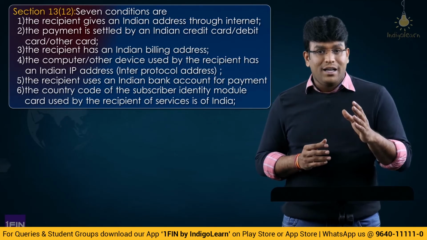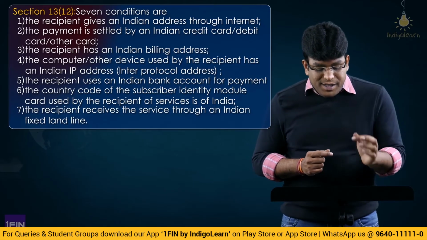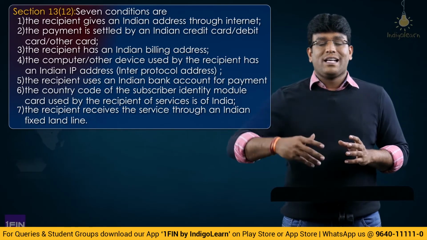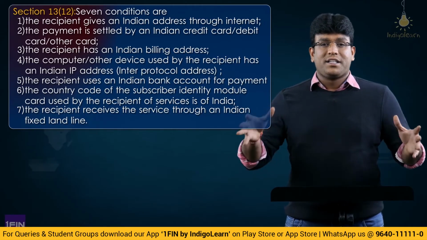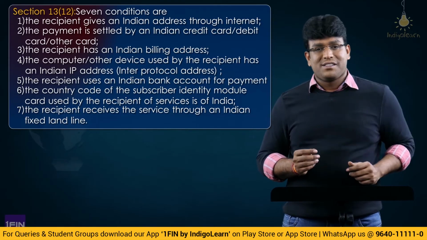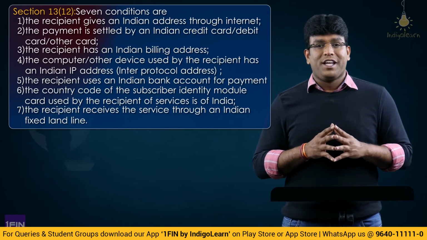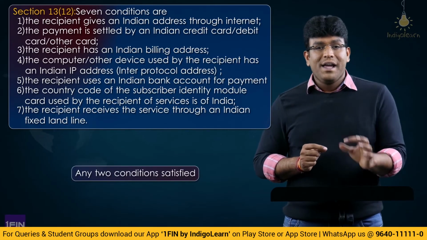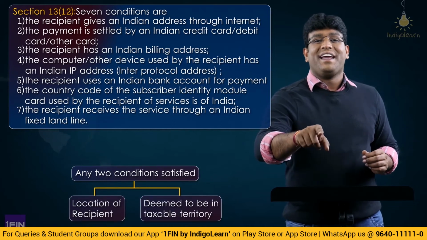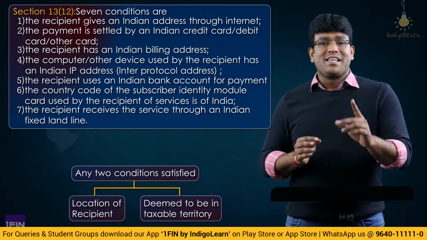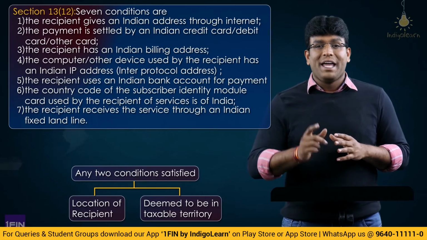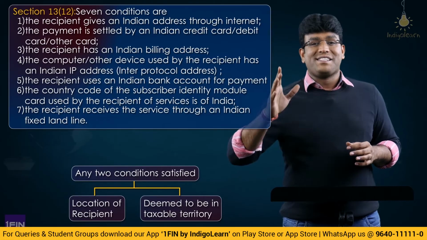And finally, the last condition, recipient receives the service through an Indian fixed landline. So that's something like he has got one broadband connection or an internet connection fixed line which is there in India, and using that he has availed these services. So out of these 7 conditions, my dear friends, if any 2 are satisfied, then the location of recipient is deemed to be in taxable territory. So these are the points given by section 13, subsection 12, which deals with the concept of place of supply in relation to OIDAR services.